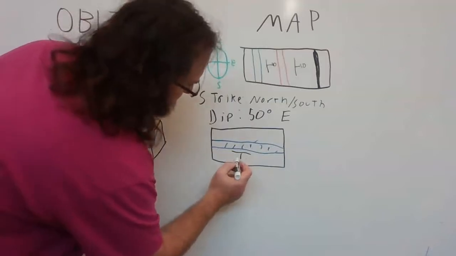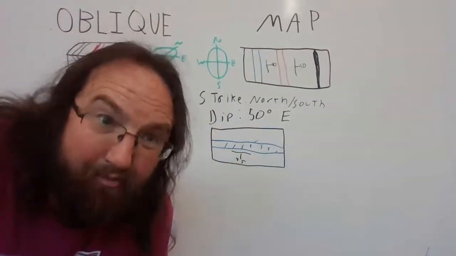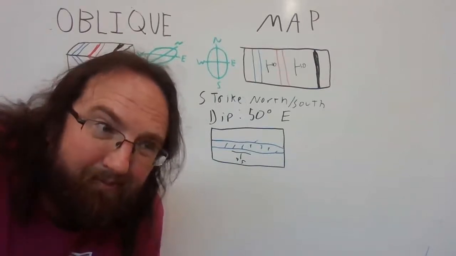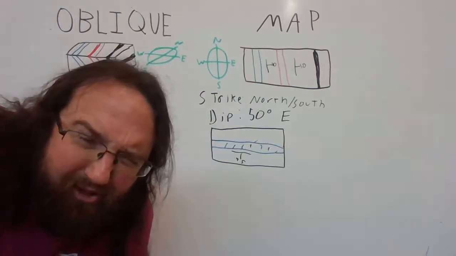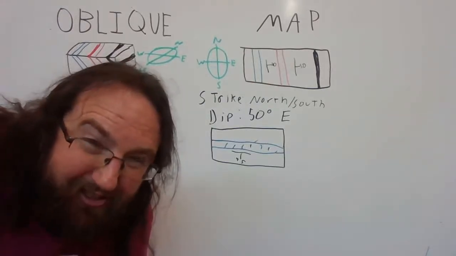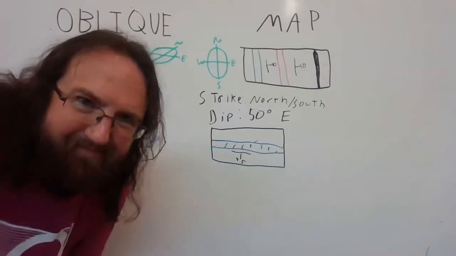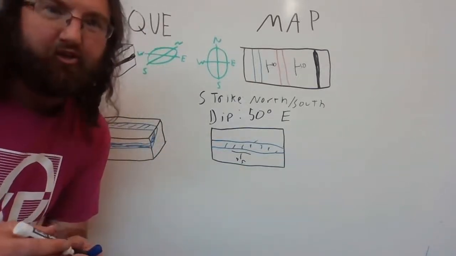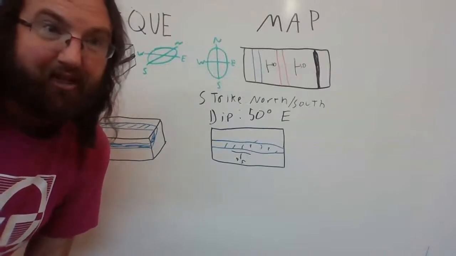We're going to put 45. By the way, just for the reference, beds can dip at just about any angle you want. They can even be upside down. We're just using angles between about 30 and 60 because they're a little bit easier to draw on the board. All right, so in this case, you'd have a striking east-west and 45 degrees to the south.